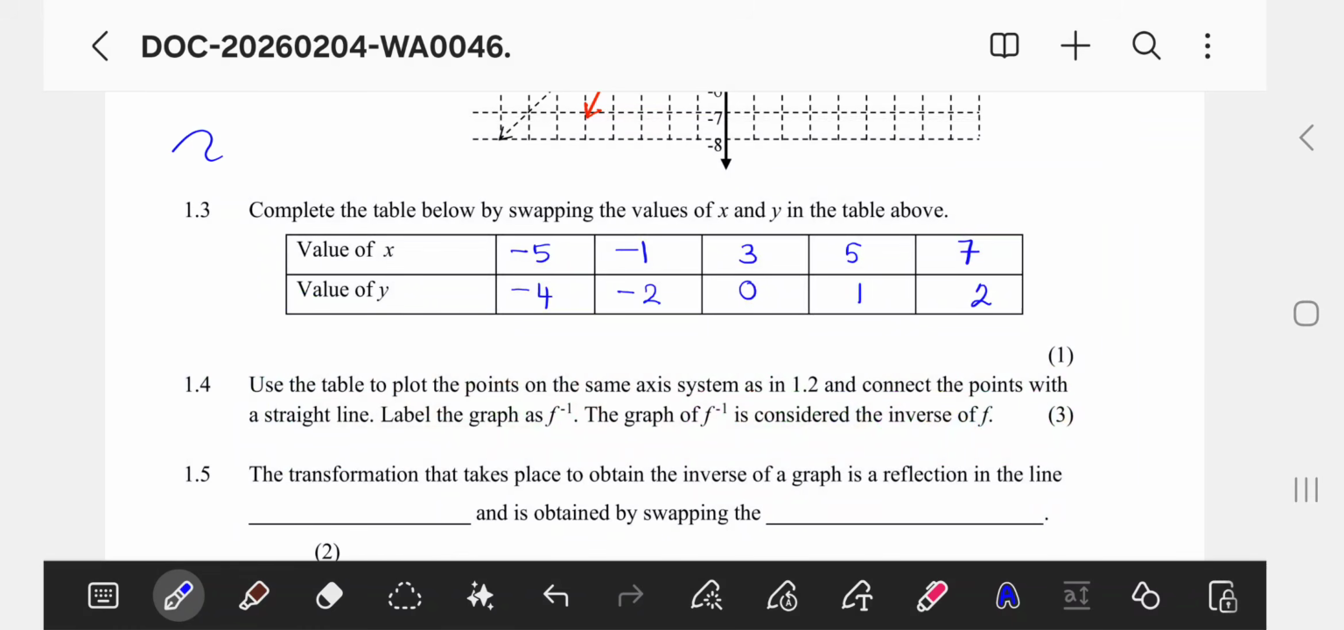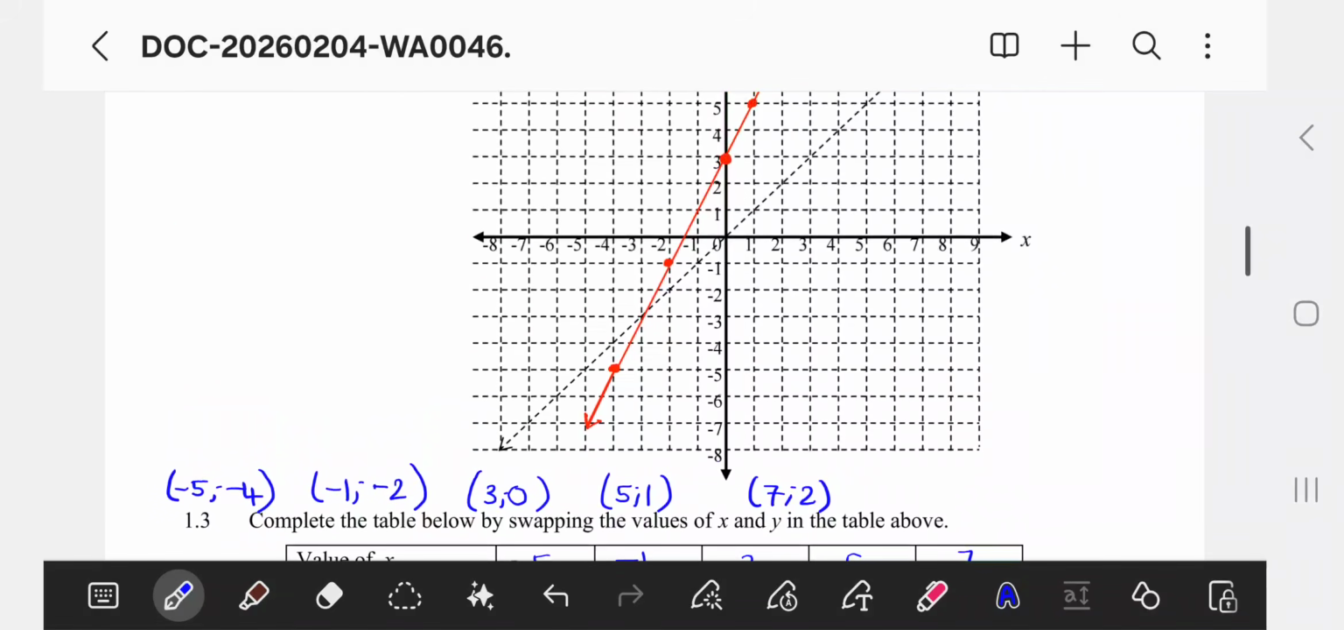Now, as coordinates, our points are going to be negative 5 and negative 4, negative 1 and negative 2, 3 and 0, 5 and 1, 7 and 2. So those are the points that we are now going to plot. So negative 5 and negative 4, that is going to be here. Negative 1 and negative 2, 3 and 0, that is on the x-axis. 5 and 1, that is here. And 7 and 2. Okay, and all we have to do is draw a straight line through these points.